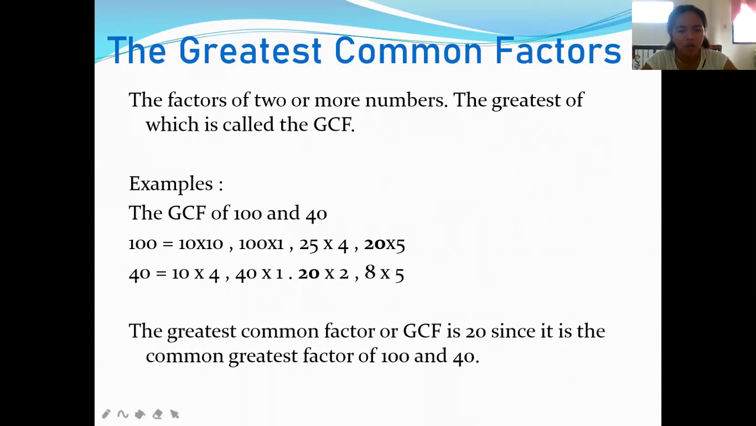Example, the GCF of 100 and 40. So we list the factors of 100. We have 10 times 10, 100 times 1, 25 times 4, and 20 times 5. Then also in 40, we have 10 times 4, 40 times 1, 20 times 2, and 8 times 5. And as we observe, there are many common numbers, right? We have 10, 4, 1, 20, and 5. But the greatest is 20. That's why 20 is our GCF.